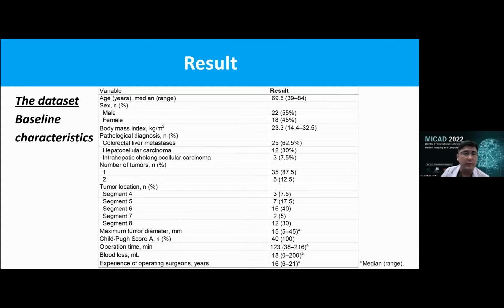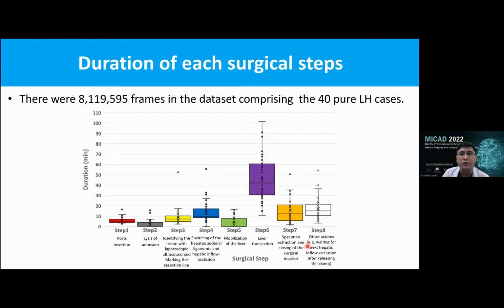Here we have the results of the data set. We have the diseases of colorectal liver metastasis, hepatocellular carcinoma and intrahepatic cholangiocarcinoma. About the length of the video, we have the operation time here, and the median time was 123 minutes. This slide shows the duration of each surgical step, and there were more than 8 million frames in the data, comprising the 40 pure LH cases.